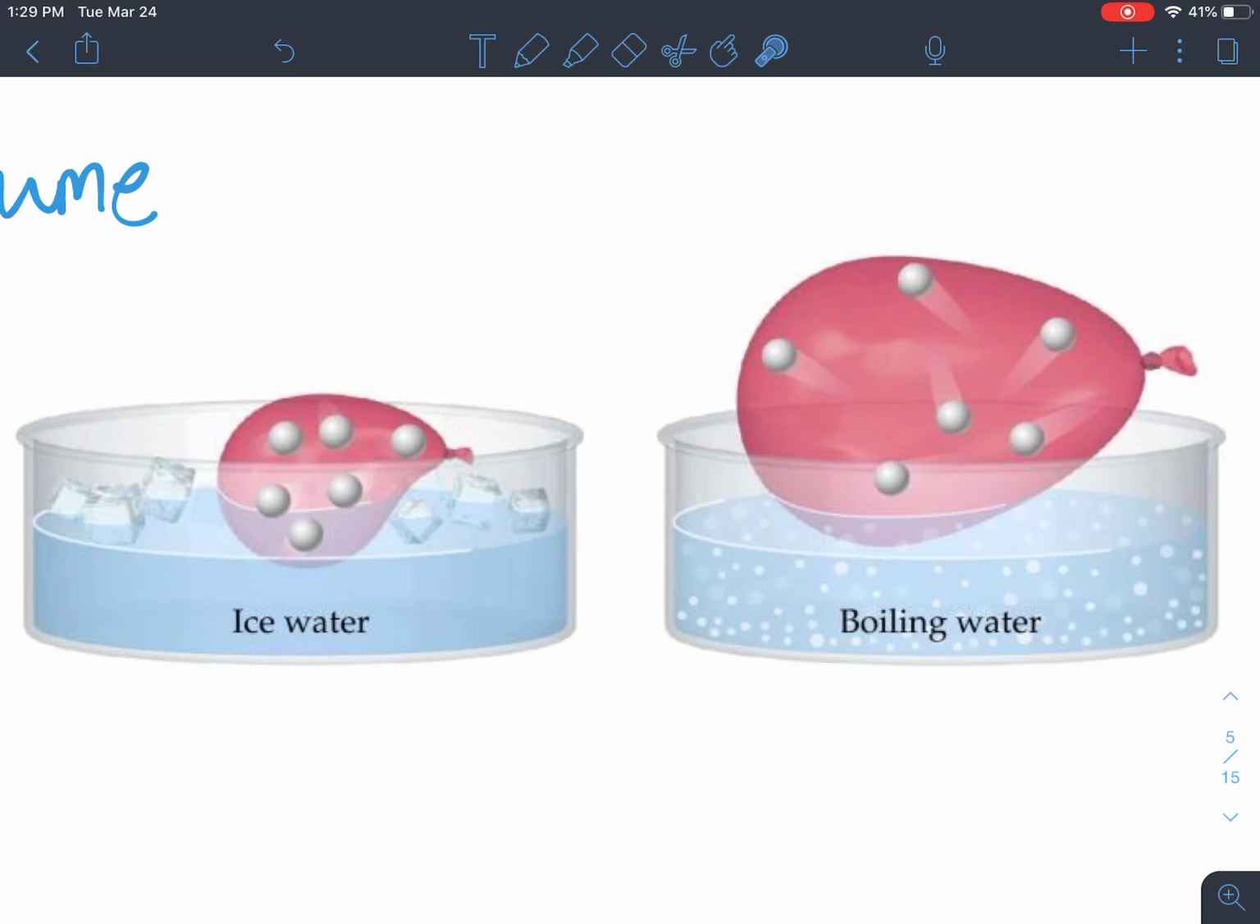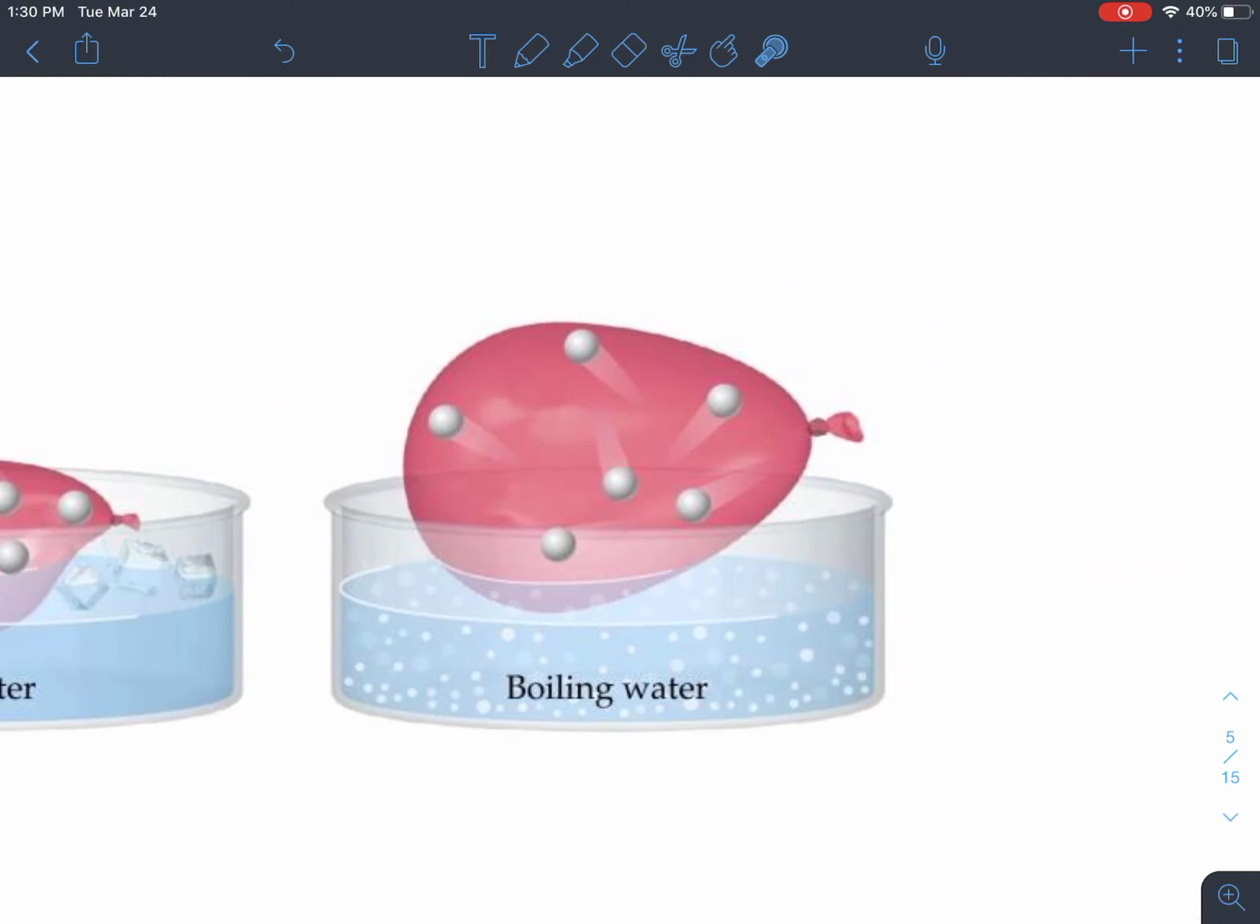But what happened was, as the temperature of the gas within the balloon decreased, the speed of the particles was slowing down. So the particles aren't exerting pressure on the walls of the balloon as often, and the gas contracts, and the volume gets smaller because those particles are moving slower.